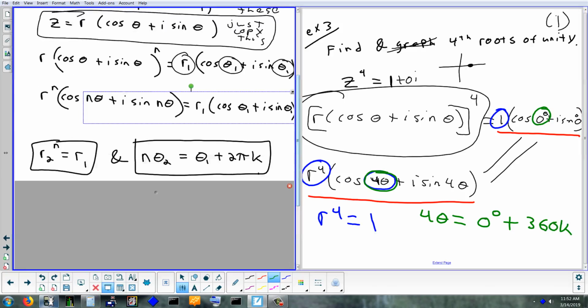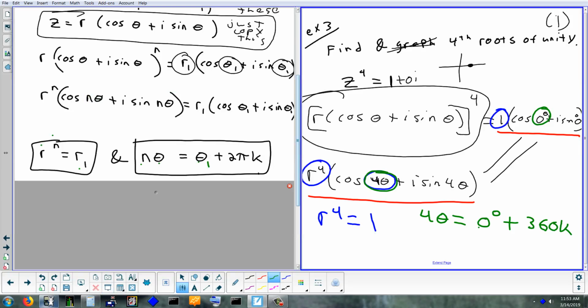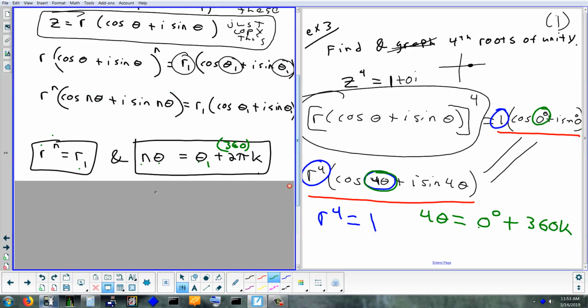So at this step, now you've got r to a power equals r. In our case, r to the fourth equals 1. And on the other side, you've got n times theta, in our case 4 times theta. You've got the angle that you solved for, which was 0, plus, and I'm just going to put in parentheses above it, 360 if you're doing degrees, 2 pi if you're doing radians. That's the hard part. We're like 90% of the way done the problem.